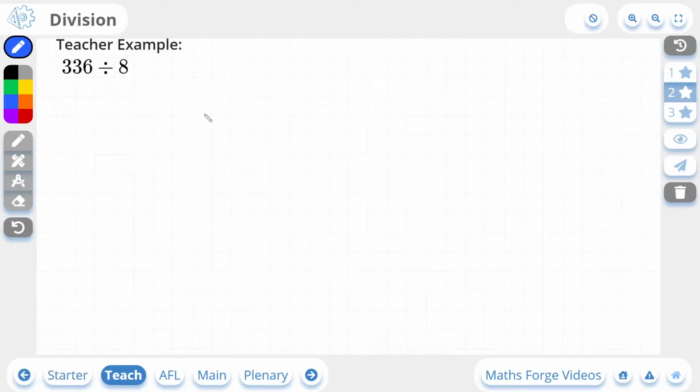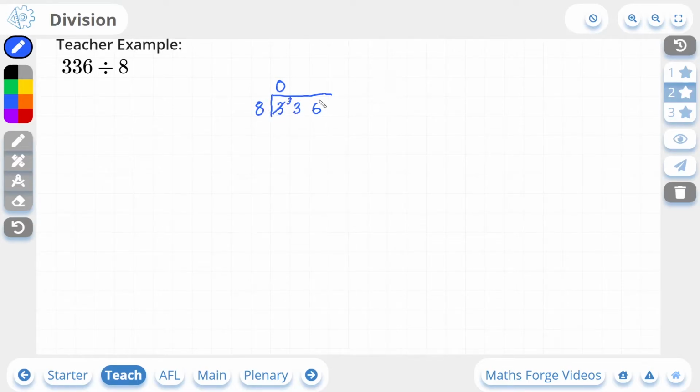Let's do another 2-star example. So we have 336 divided by 8. So 8 goes into 3 0 times. So we haven't really broken up this 3. So we're going to carry it forward. We're going to place it here next to this 3. So now we're going to do 8 goes into 33. So 33 divided by 8.